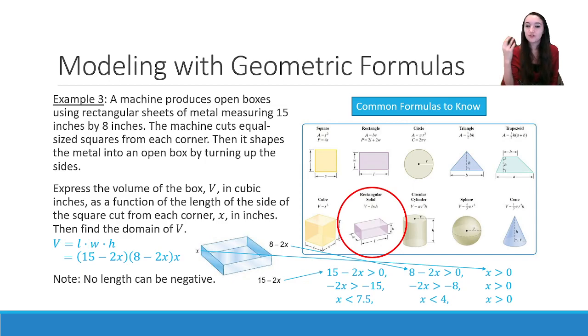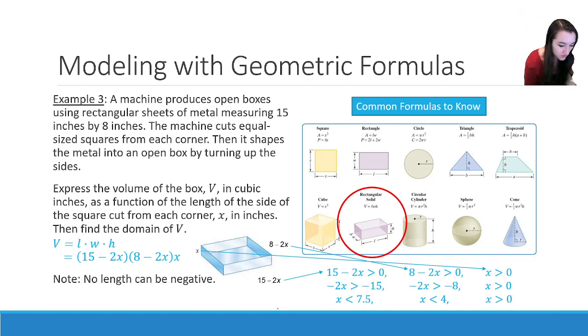We do that division, the inequality switches directions, so we end up with x is less than 4, but x is greater than 0 just stays the way it is. There's nothing we can do there. So to finish out our domain, we want to look at the intersection of all three of these statements.